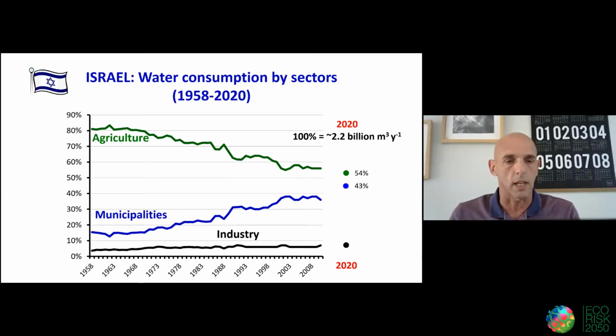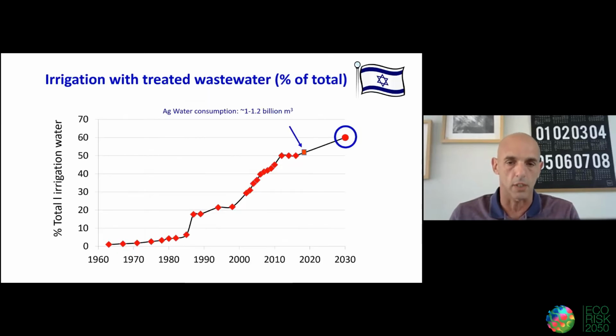The whole story about the Israeli agricultural sector is not only the amount of water, but also the type of water that is being used by the agricultural sector. You can see that in this graph. On average, from the 60s to about today, agricultural water consumption is about 1 to 1.2 billion cubic meters, quite steady between years. However, the type of water is totally different. In the 60s and 70s, most of the water used by the agricultural sector was fresh water, high quality tap water.